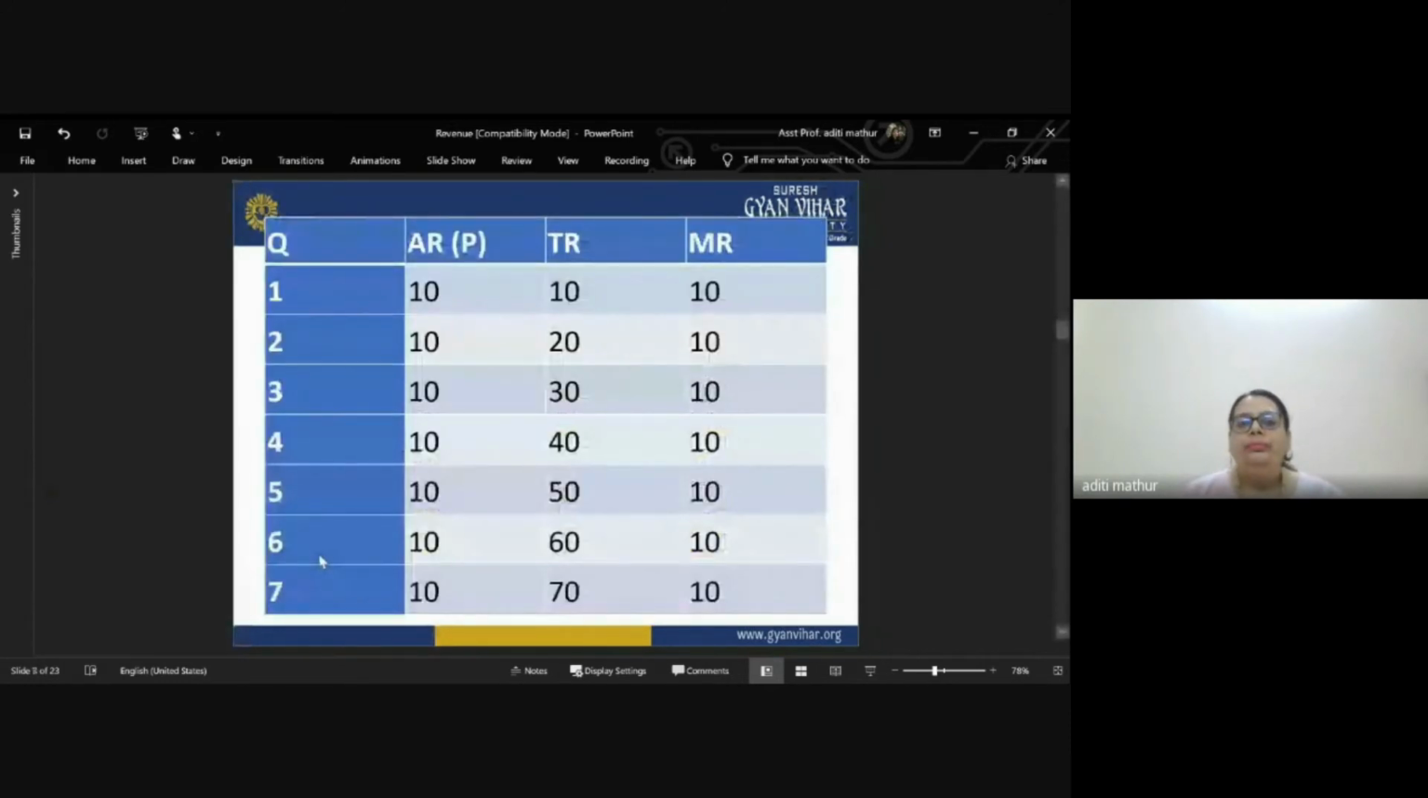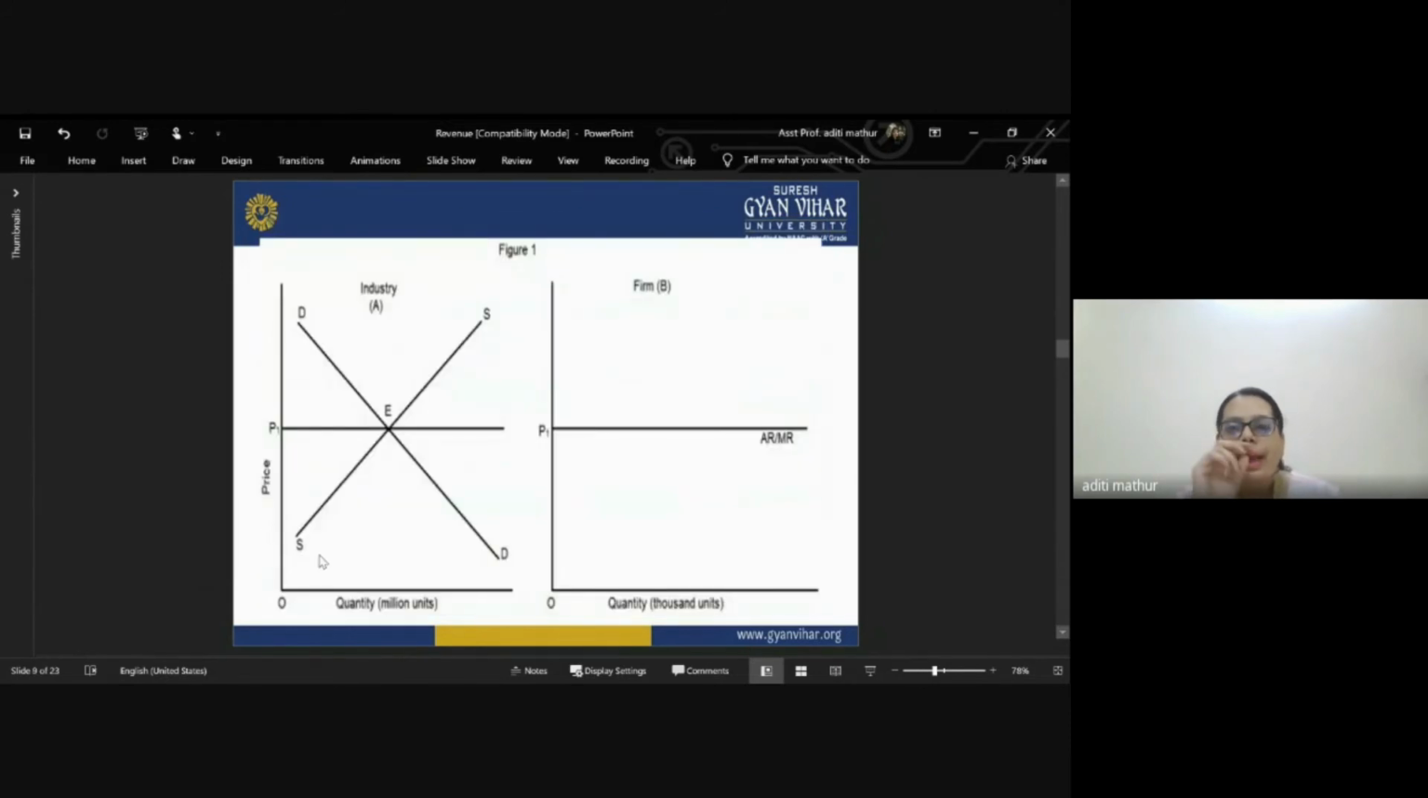Let us take an example. You have quantities of 1, 2, 3, 4, 5, 6, and 7. Your average revenue or price of the product is 10. Your total revenue will be 10, 20, 30, 40, 50, 60, and 70. So your marginal revenue will also be 10 rupees only, because MR is equal to TRn minus TRn minus 1, and we are in perfect competition, because of which we can say that your MR is equal to AR, which is also equal to the price of the commodity. This is how our price or revenue curve is drawn in the graph.